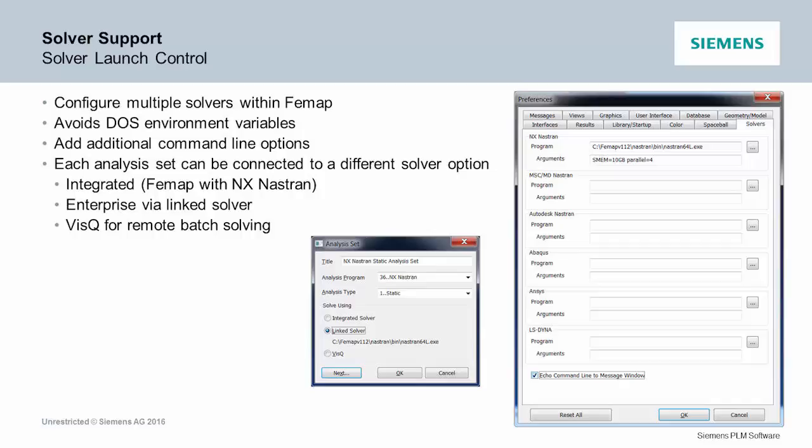You can now tell it where your ANSYS solver is. You can tell it where your Autodesk Nastran or Dyna is. You tell it where it is, and you have additional command line arguments if you need to feed something in. So then when you hit Analyze with Femap, it'll go out, find that solver, launch it, and run your job.